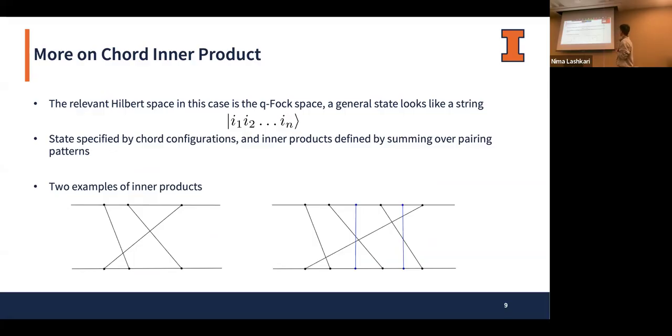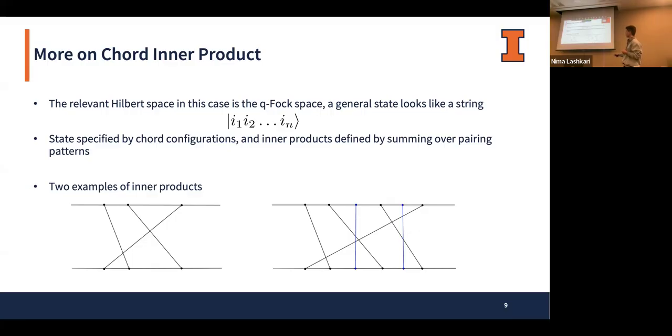A general state looks like a string in that. Because generally speaking, you can have both gravitational and matter chords. So you should label the state with a string like this. For example, this state is gravity, matter, gravity, something like that, and a state like this. Now, the inner product between 2 different states can be calculated by these diagrams.